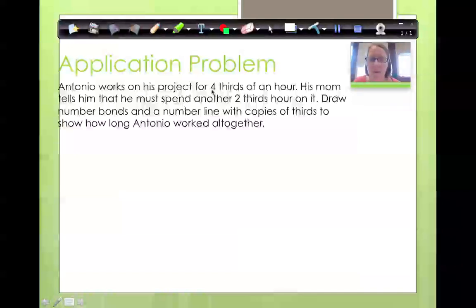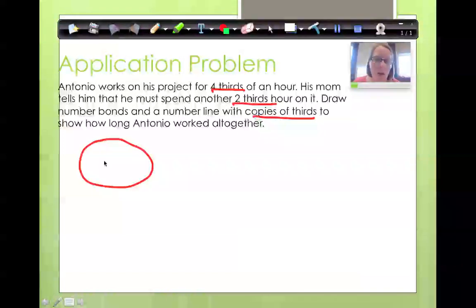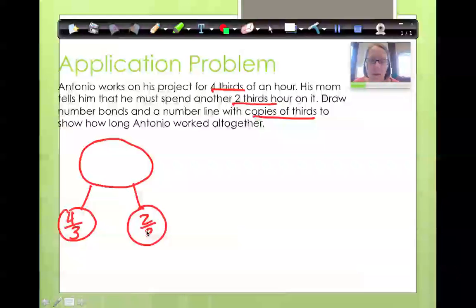Antonio works on his project for 4/3 of an hour. His mom tells him that he must spend another 2/3 hour on it. Draw number bonds and a number line with copies of thirds to show how long Antonio worked altogether. Okay, so number bond. Now, he did 4/3 here and 2/3 here. So how many thirds do I have? Well, I would have 4 plus 2 would be 6 thirds, right?